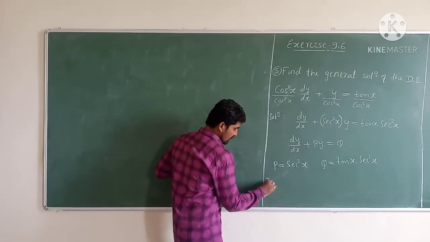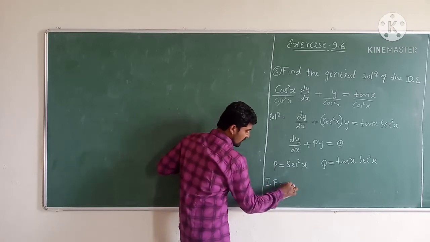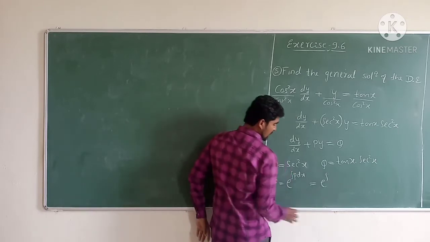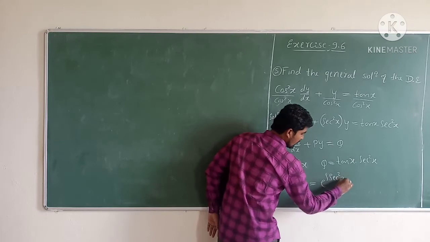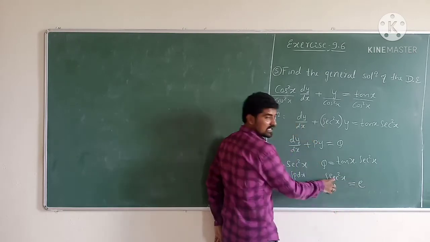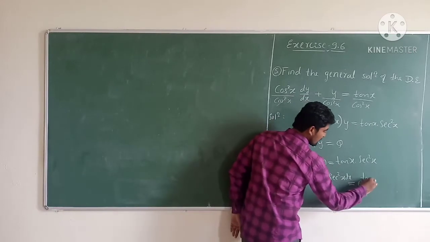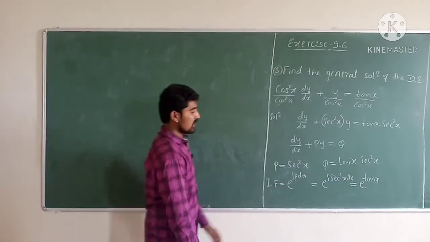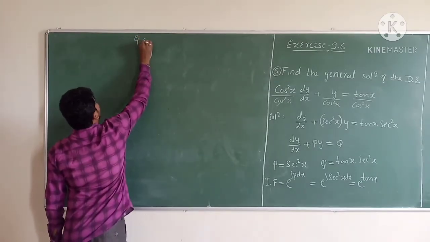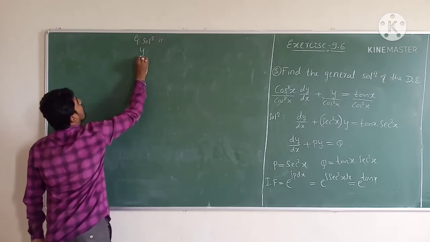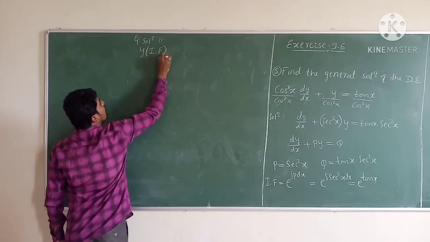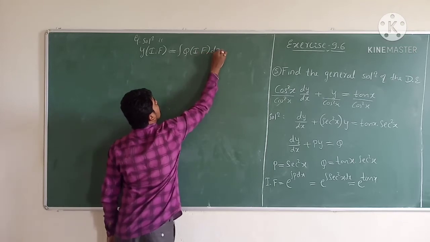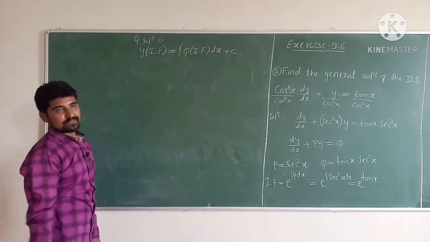Now, the integrating factor. The formula for the integrating factor is e power integration of p dx, which is equal to e power integration of p, secant square x, which is equal to e power integration of secant square x dx, which is tan x. Therefore, the integrating factor of the given differential equation is e power tan x. Now the general solution is y into the integrating factor, which is equal to the integration of q into the integrating factor with respect to x plus the integral constant c.